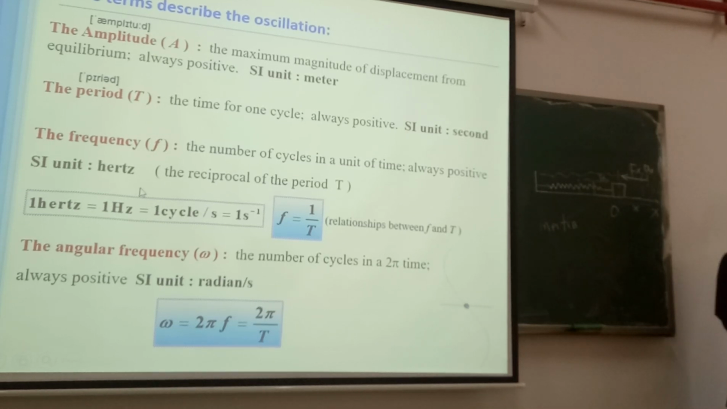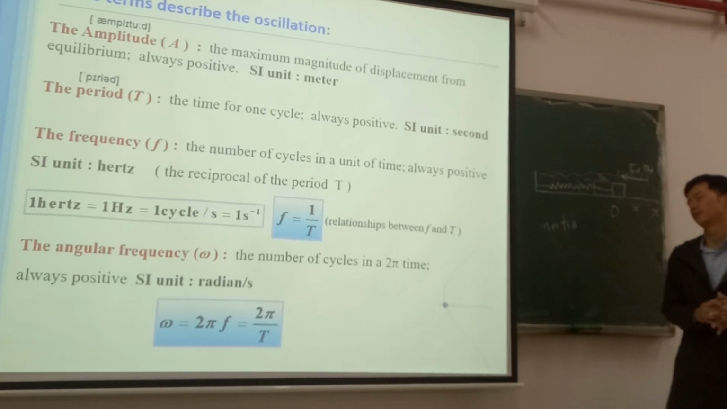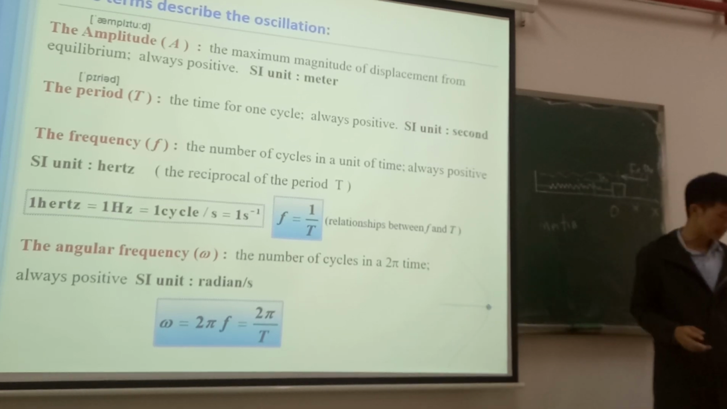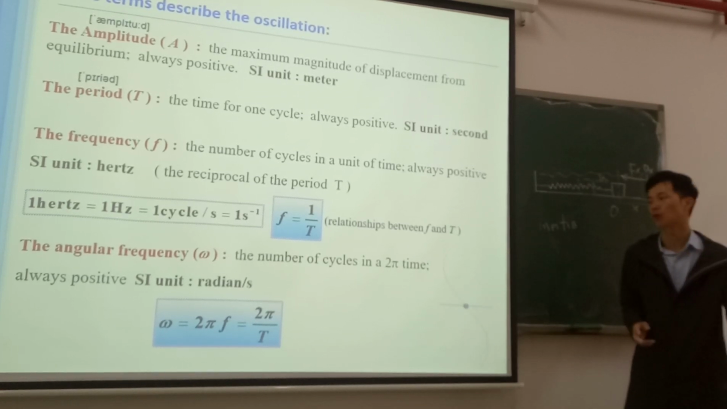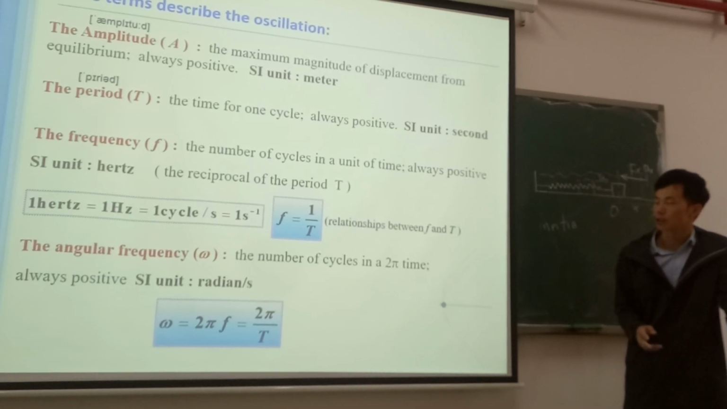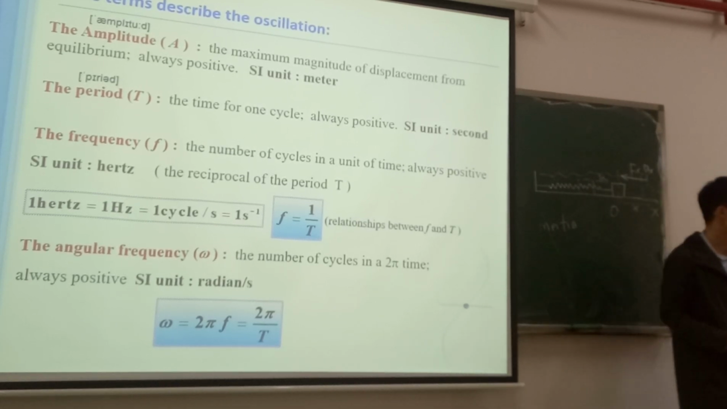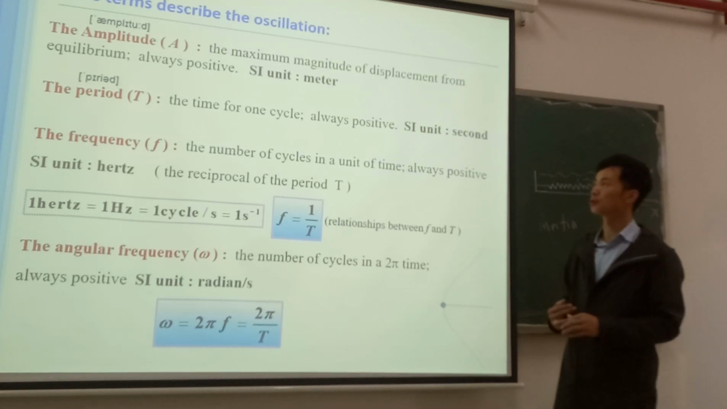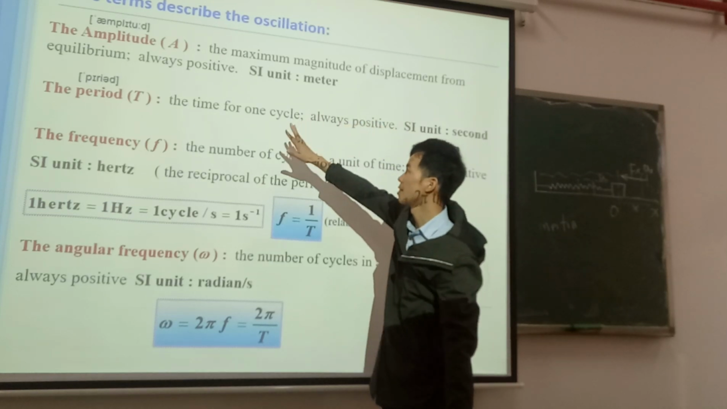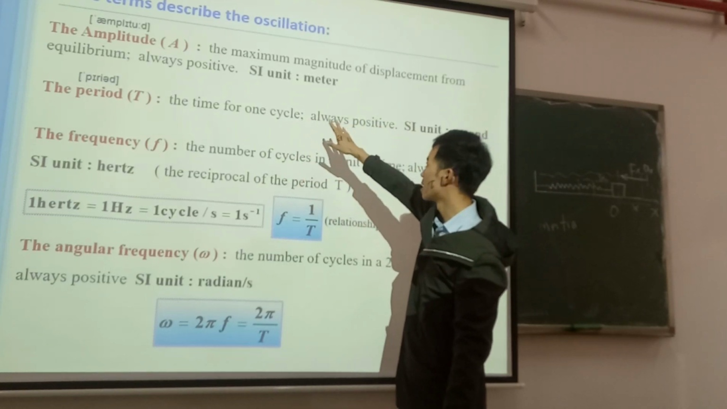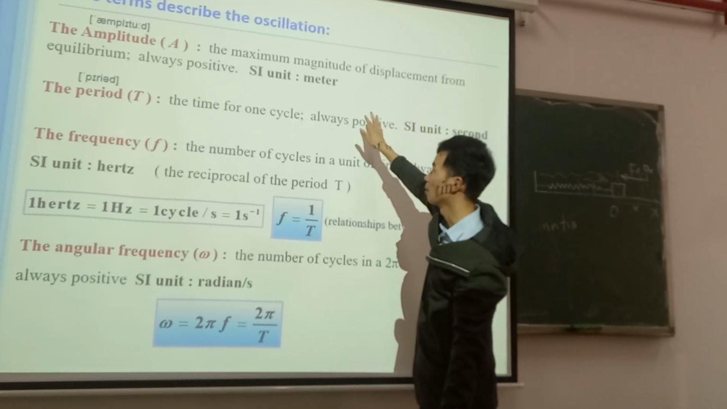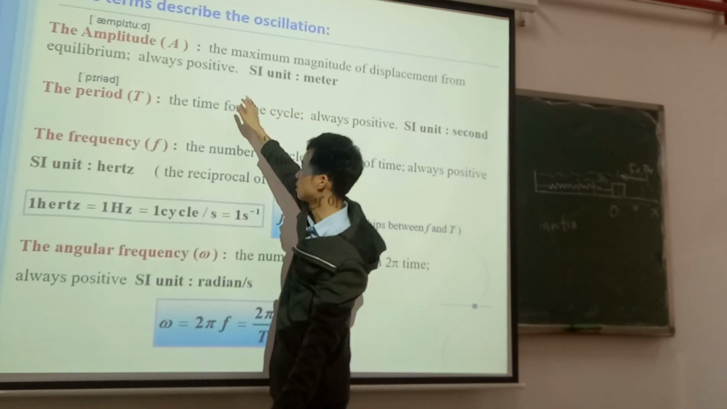Now, if we want to describe the oscillation quantitatively, we should use some new terms to describe the oscillation. The first one is the amplitude. The amplitude is the maximum magnitude of the displacement from the equilibrium position, and it is always positive.